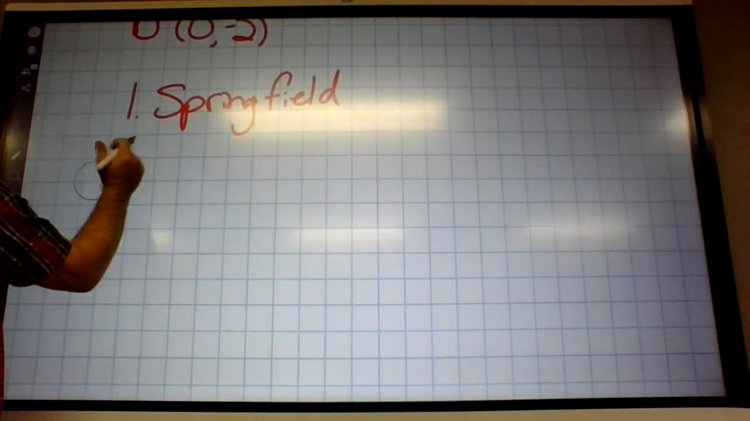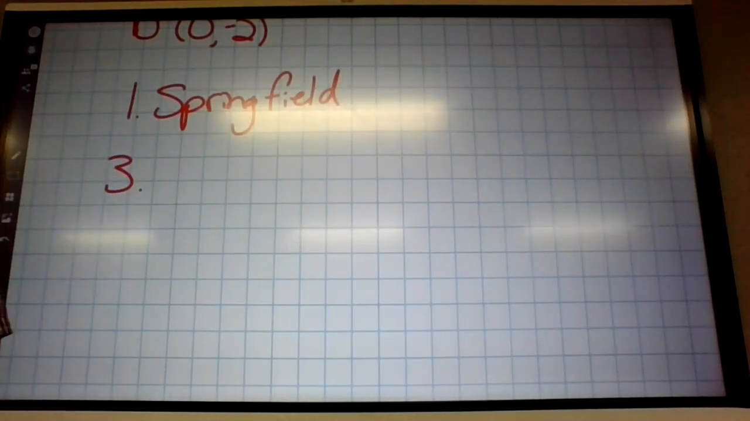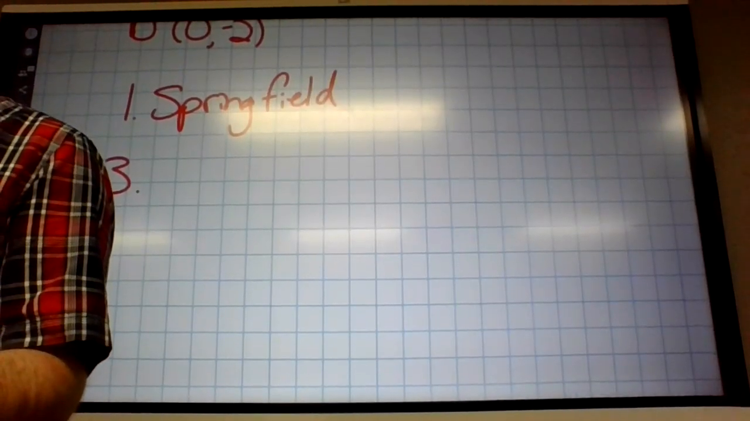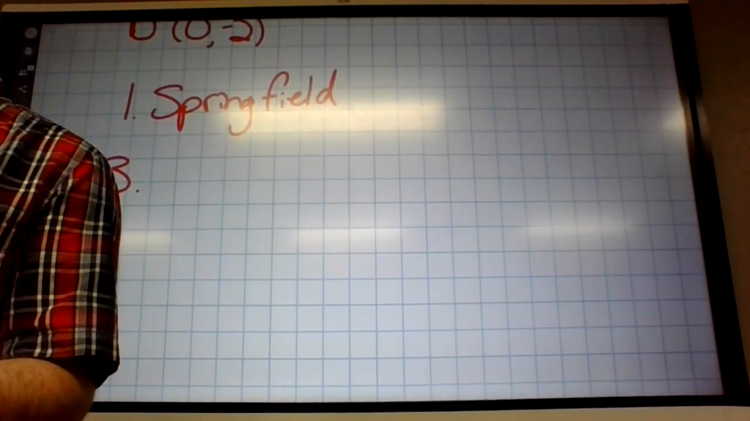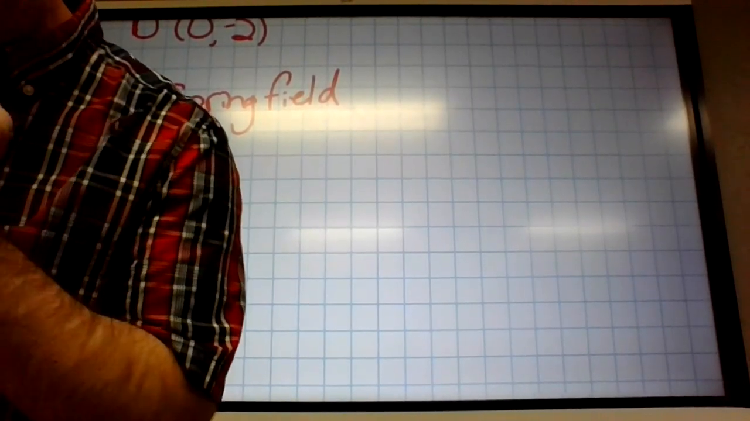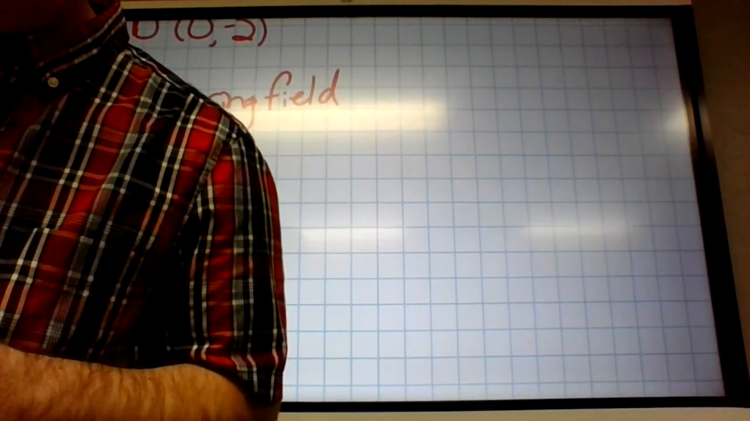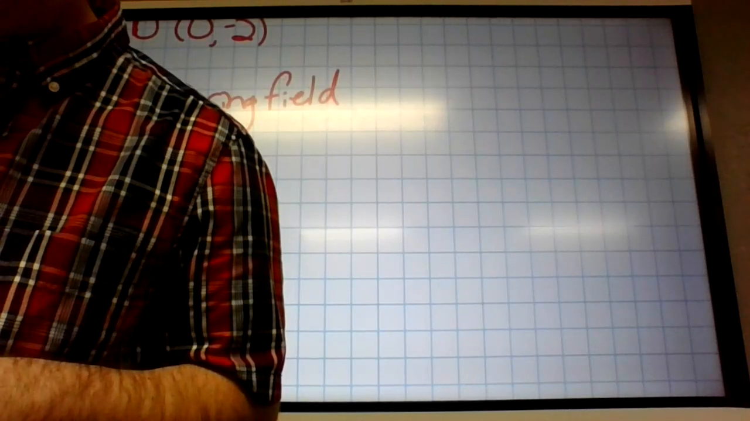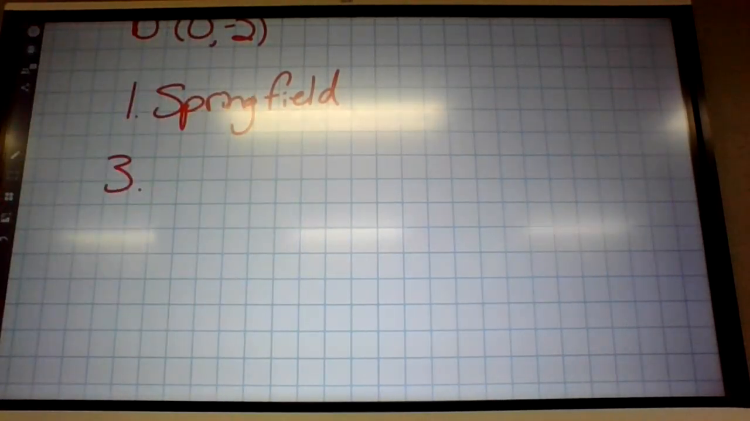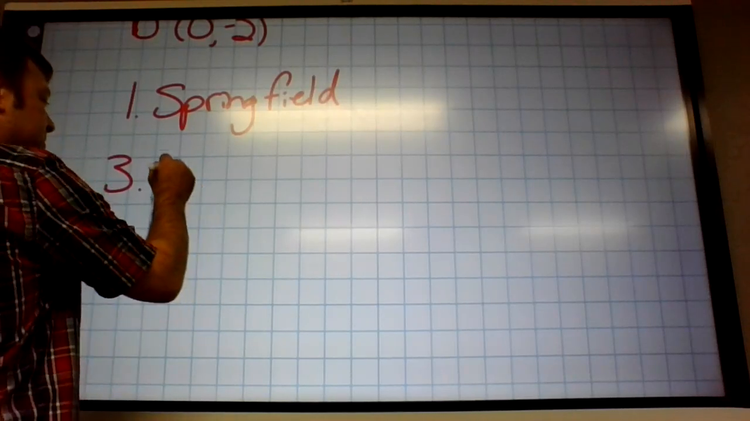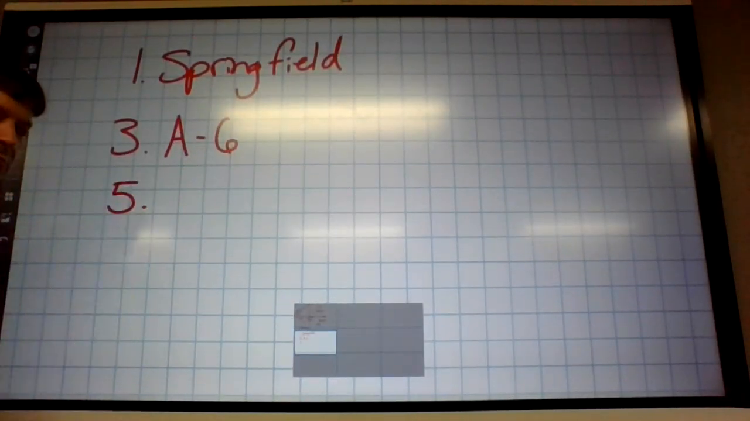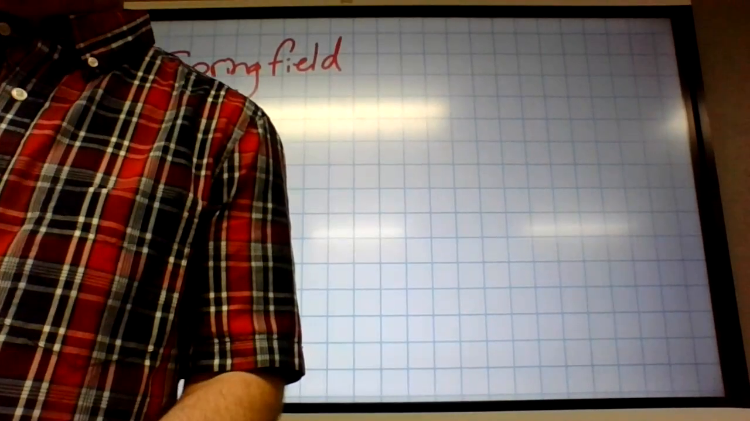Number 3, what's the location of Rock Island? Where is Rock Island? Did you say B6? Oh, A6. Yeah, it's on the top left corner-ish. Yeah, it's in A6. You sunk my battleship.